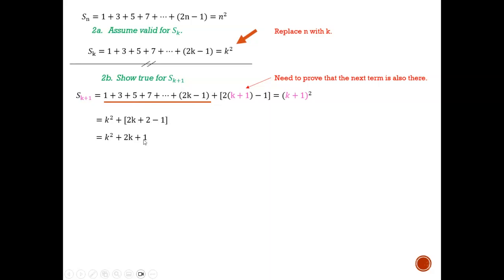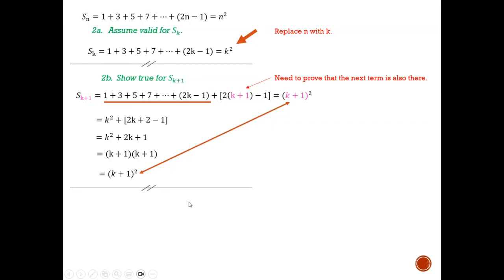Continuing simplifying here, 2 minus 1 is 1. So I have k squared plus 2k plus 1. It looks like this is in factored form, so let me see what I get when I factor this. It factors to k plus 1 times k plus 1, which is k plus 1 squared. So check, I got it. So simplifying on the left side did give me what I have on the right side. Thus, that was the last step to prove that that statement was true.